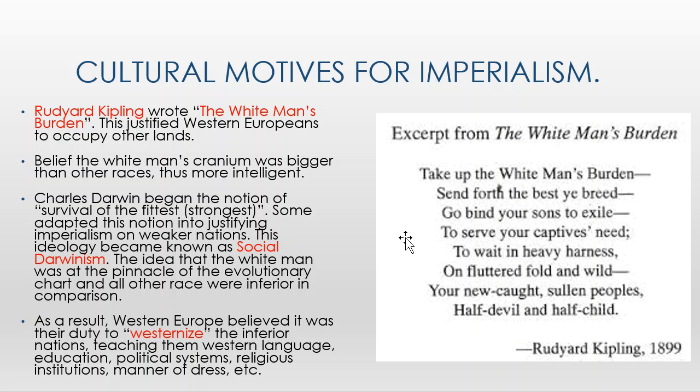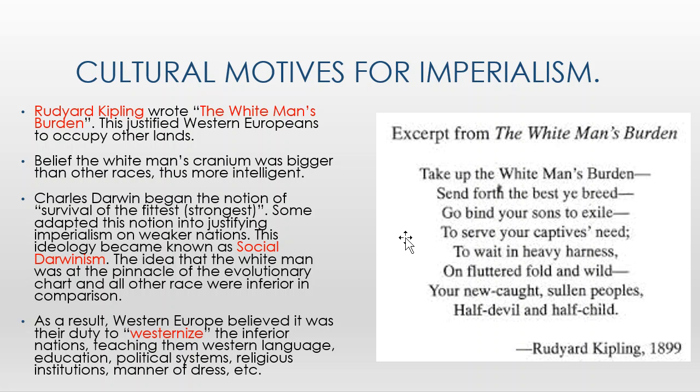Another thing that justified the Europeans was a scientific belief that the cranium size of a Western European white male would be bigger than any other race. Thus, that would mean they're more intelligent. Now, it's not true, obviously, but that was a prevailing thought as well.